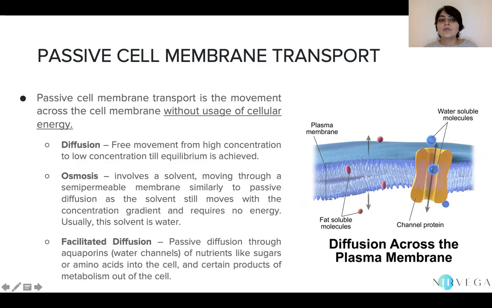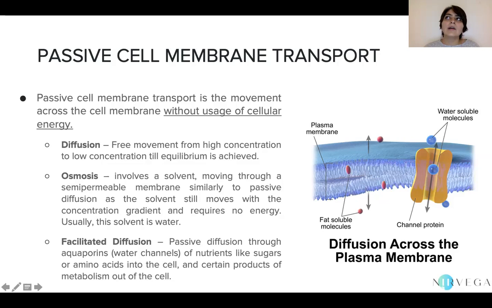Now coming to cell membrane transport, it can be of two types. First is passive cell membrane transport. As the word suggests, passive, therefore there is no usage of energy in this case. It just happens on its own.